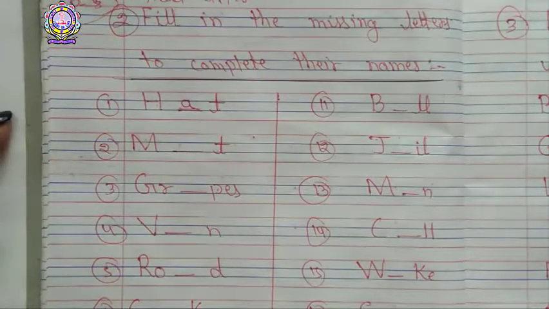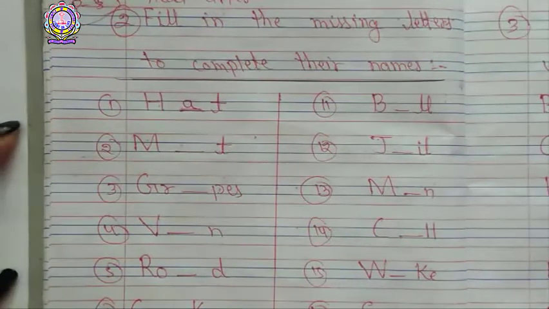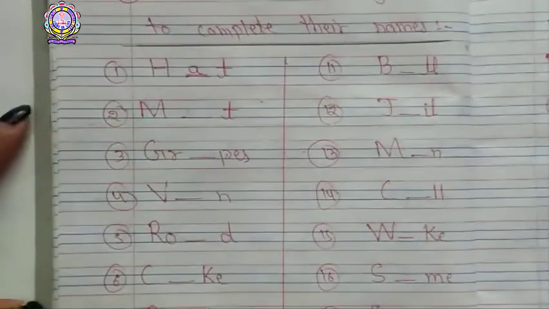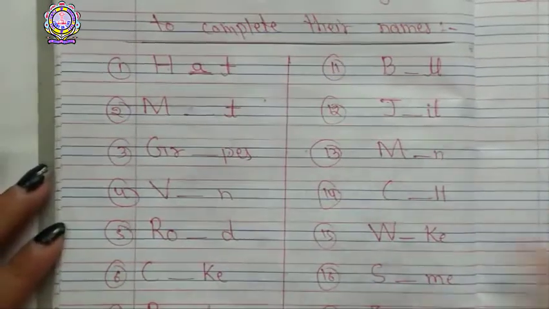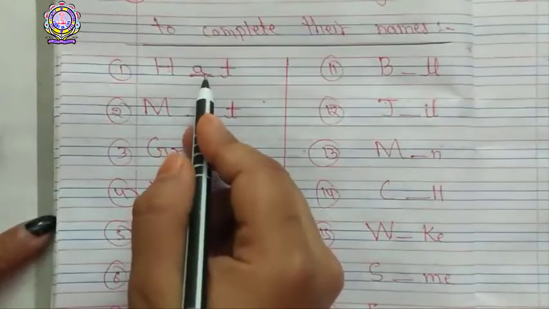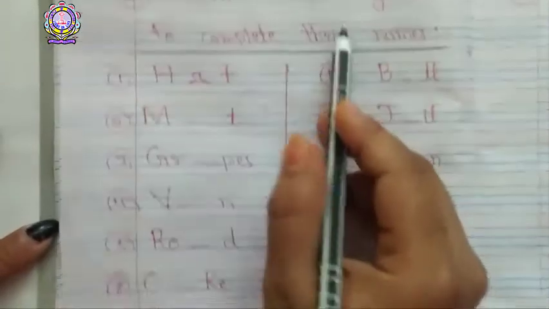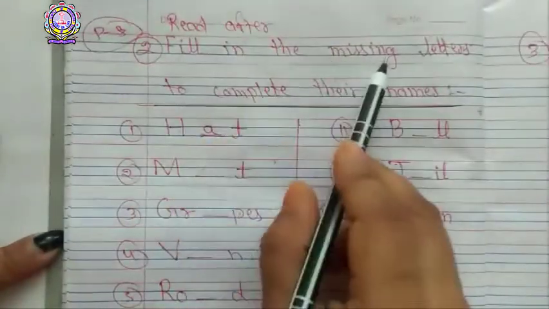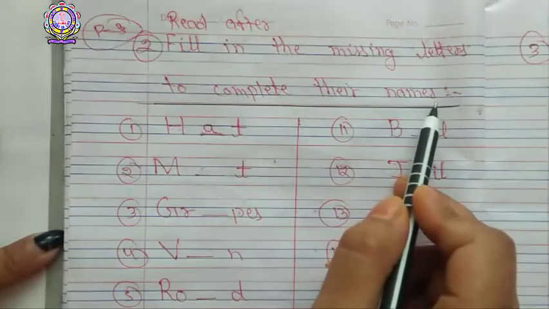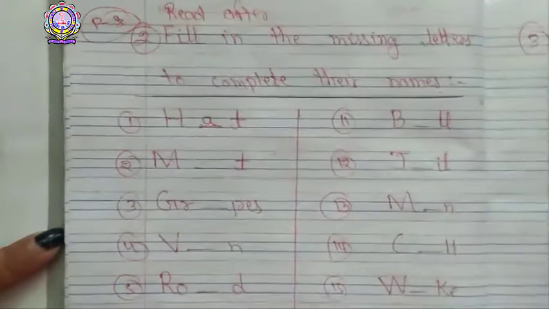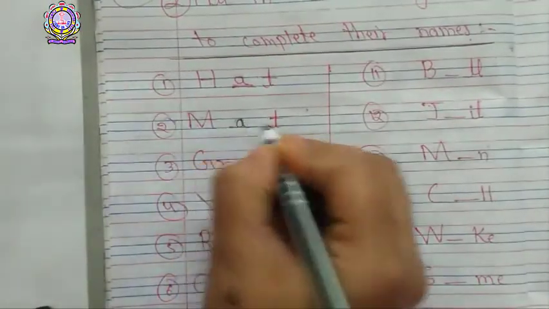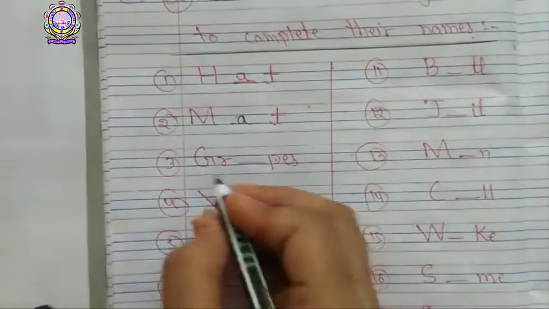Okay, now write down in your copy again. Okay, these all, and let's practice again. Yesterday I told you to write A. What you have to write? Fill in the missing letters to complete their names. And what are we learning? Sound A. Okay, so let's do M A T, mat.